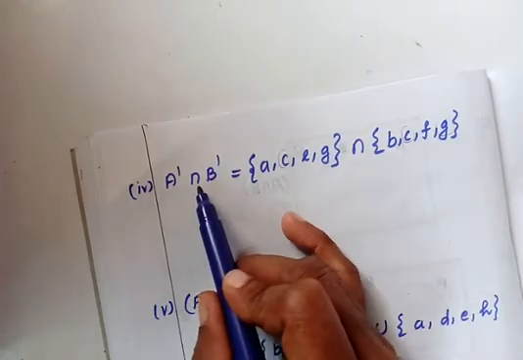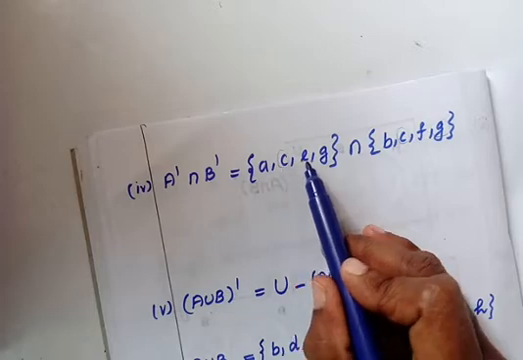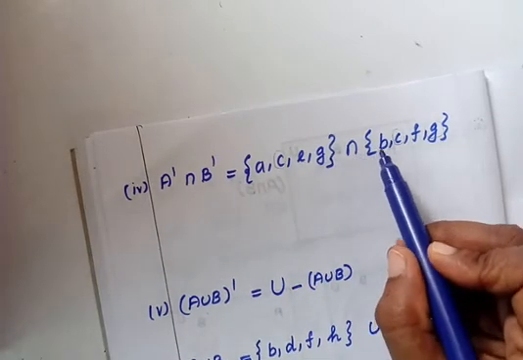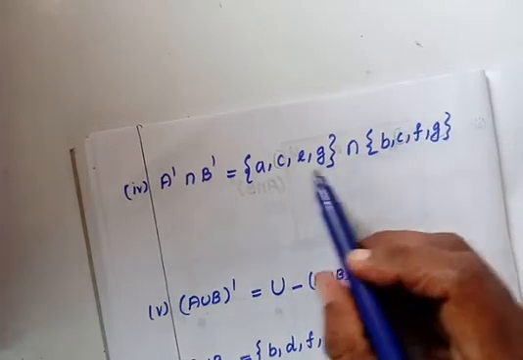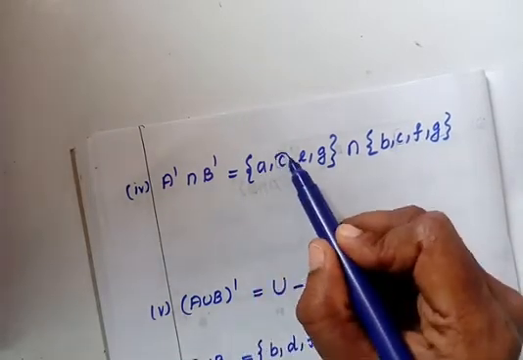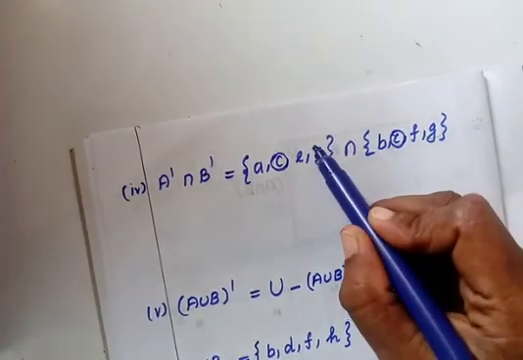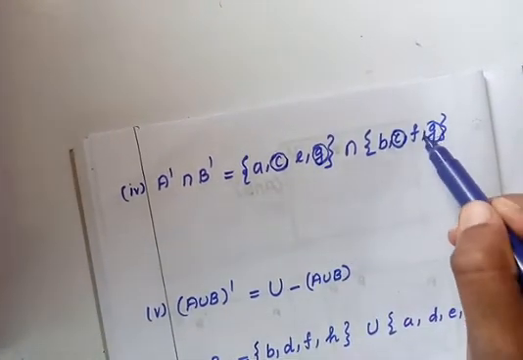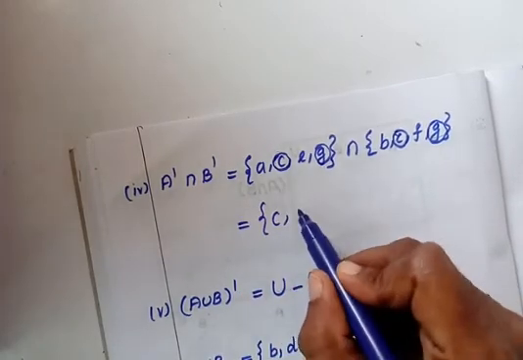Next we have A dash intersection B dash. A dash means A, C, E, G. Intersection B dash means B, C, F, G. Now what are the common elements? C is the common element. Then G is the common element. So you write C, G.